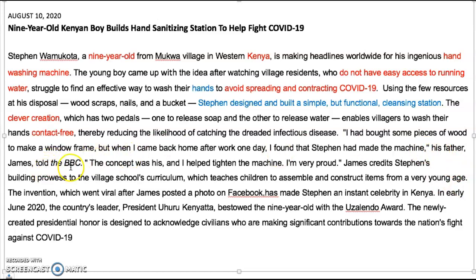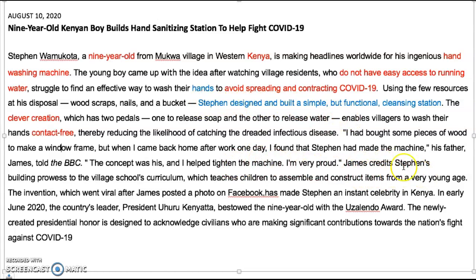His father, James, told the BBC, "The concept was his, and I helped him tighten the machine. I'm very proud." Again, that's a detail that makes the story interesting, but it's not really key to what the main idea is, at least in my opinion, right? The main idea here is in blue.